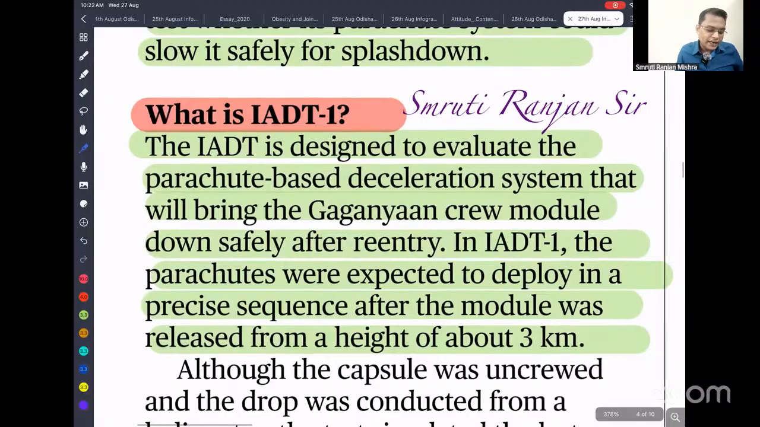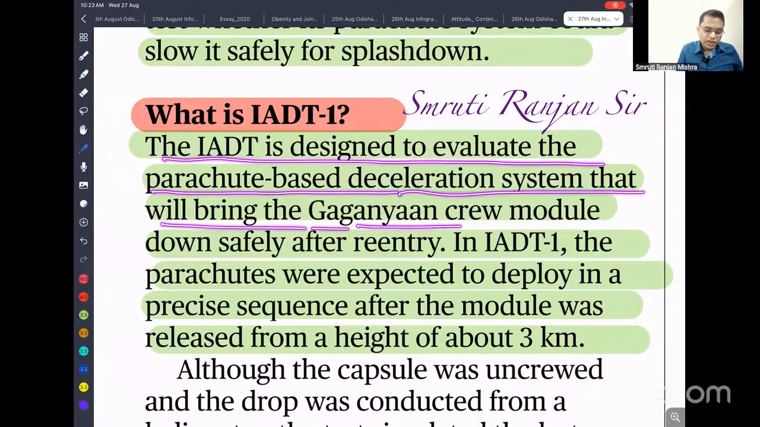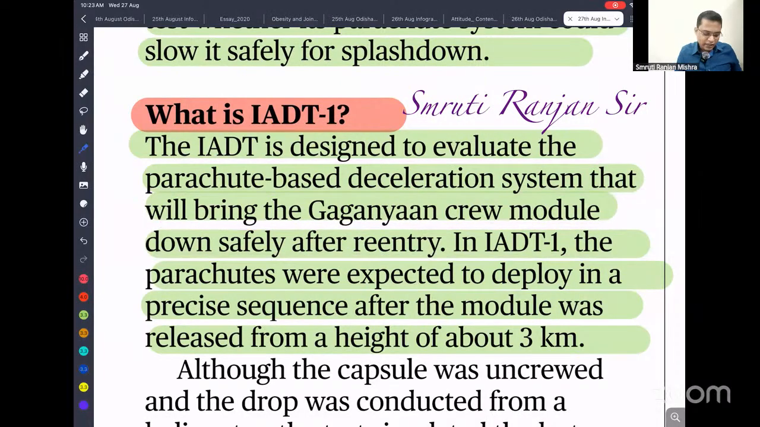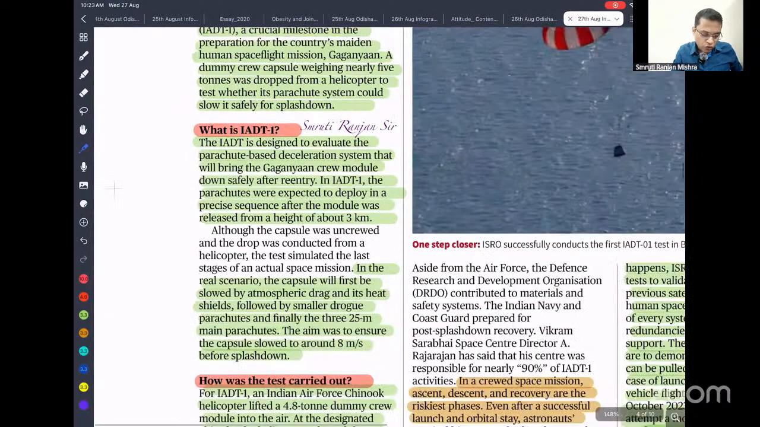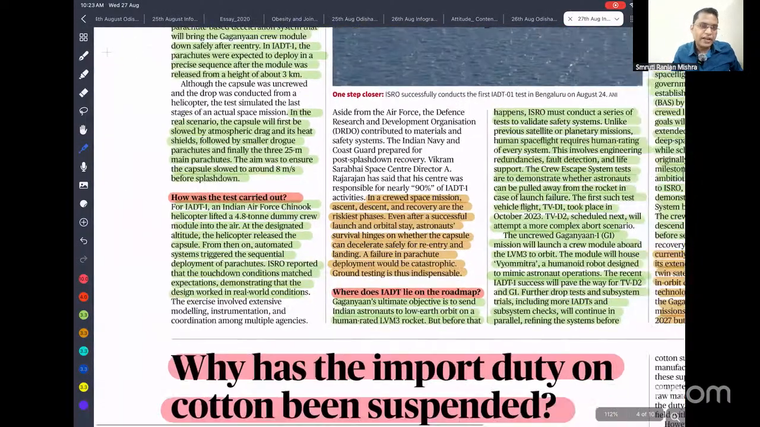So what is IADT? The IADT is designed to evaluate the parachute-based deceleration system that will bring Gaganyaan crew modules down safely after re-entry. The parachutes were expected to deploy in a precise sequence after the module was released from a height of 3 kilometers. After we release it, it will open all these parachutes, and the parachutes will help it gradually slow down as it descends and falls on the ground.